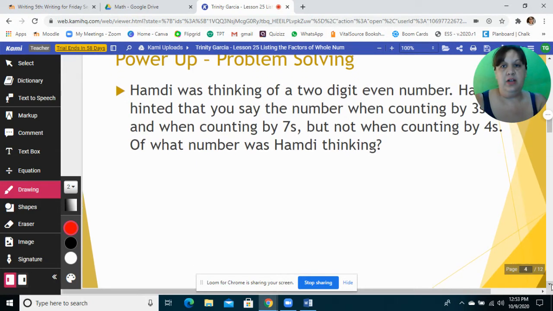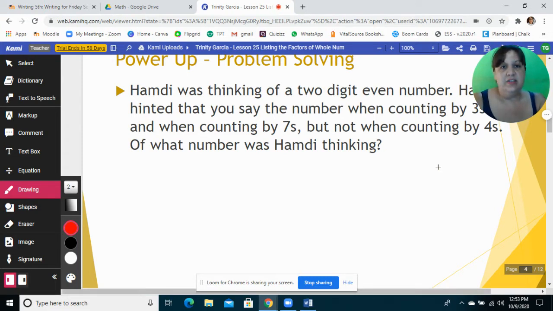All right, we're moving on to power up problem solving. Remember, we have not worked on our power up problem solving for a little while, so we want to remember the steps. The first step that we always want to do is we need to understand the problem. So the best way to understand the problem is to take some time to read it carefully. Okay, so let's read this problem together.